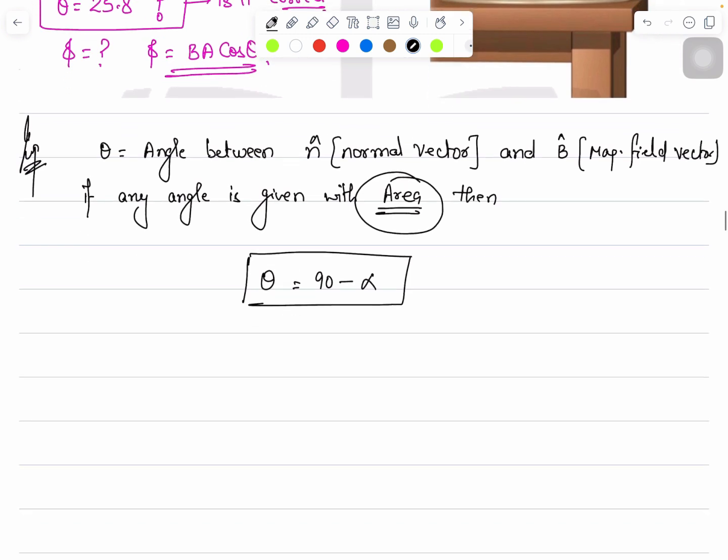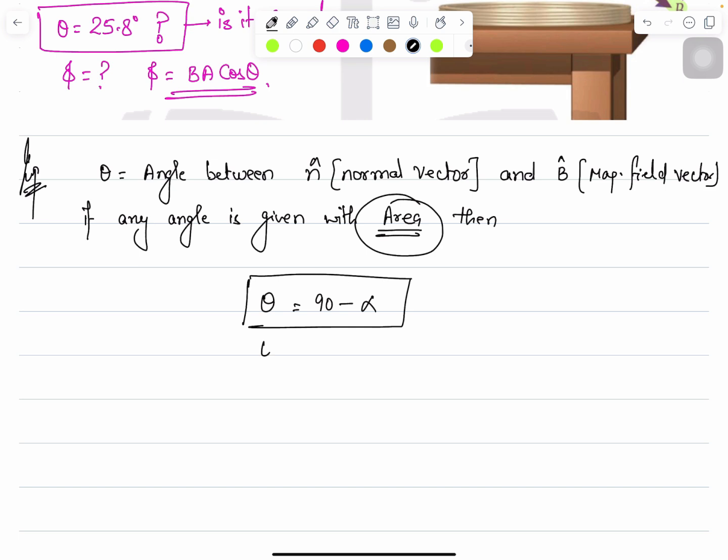So what is the angle given here? 25.8. So theta should be equal to 90 minus 25.8. So you can check what the value should be. Okay, this is your answer. Clear? This is your theta. So now find the value.